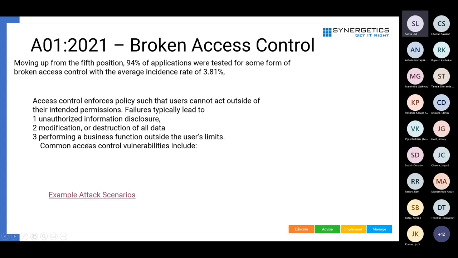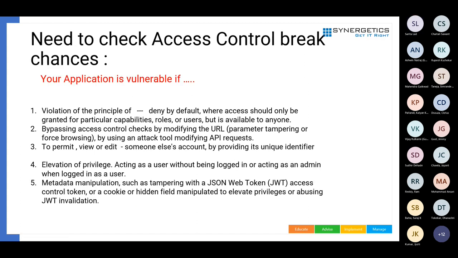So what are these vulnerabilities? This is the main principle: deny by default, which means every resource on your server should be denied, and access should only be given according to the role of the user, whether he is an admin user, a staff user, or a common person. So according to roles, the access should be given to the resources on your web application. If we violate this principle, then there is a risk of broken access control. And hackers can bypass the access control by modifying the URL.